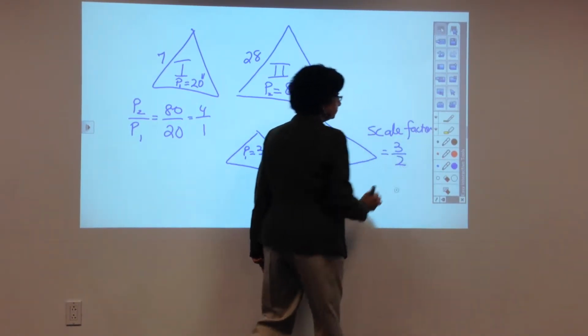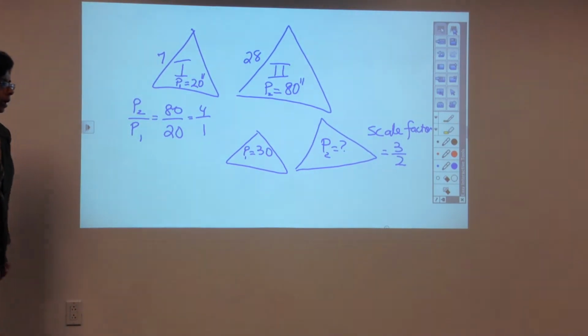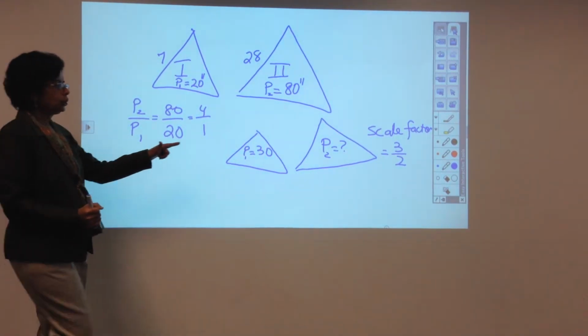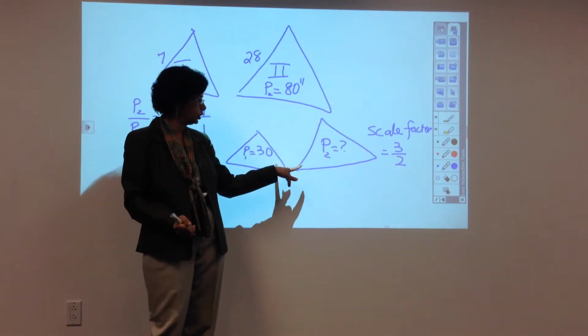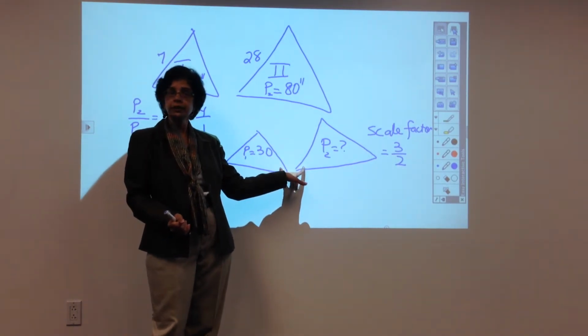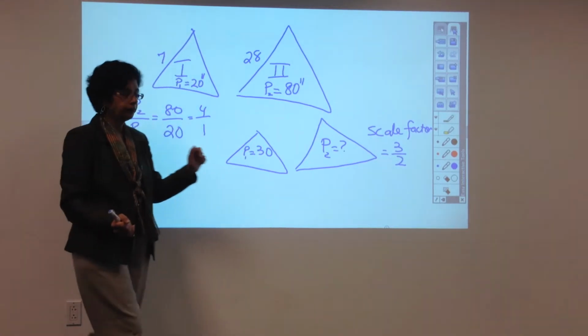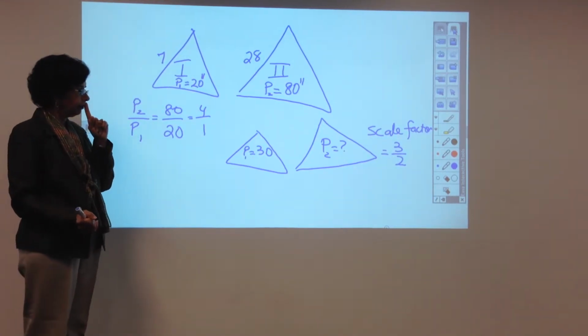3 over 2. So what you want to do is find the perimeter of this second triangle. You are given that the 2 triangles are similar. Yes, ma'am? Would you multiply 30 by 3 over 2?